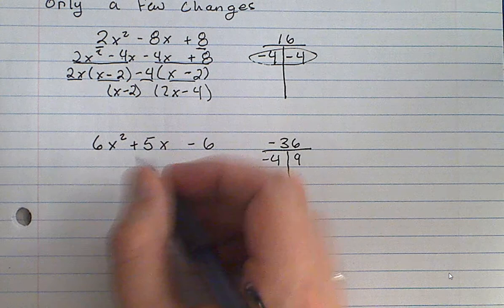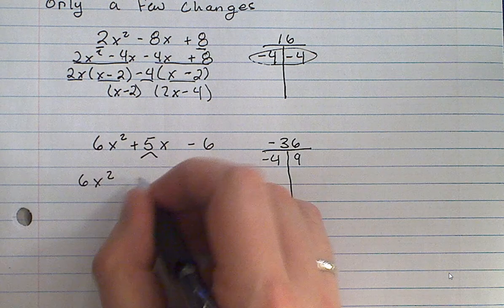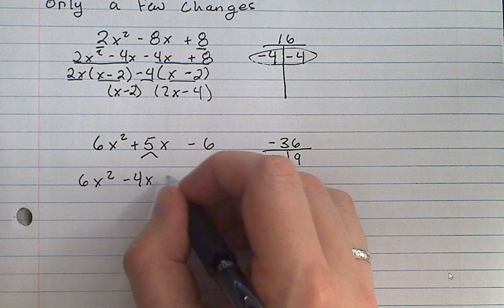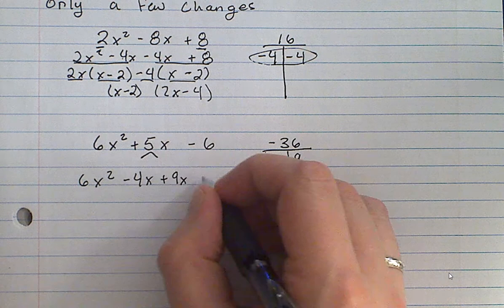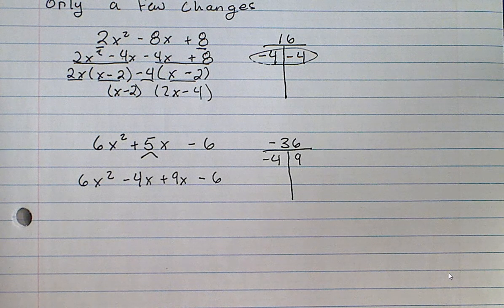So when you split this, you're going to split it into 6x squared minus 4x plus 9x minus 6. Are you with me, Devin? Yeah. Is anybody else not following along? John, you got this? Okay.